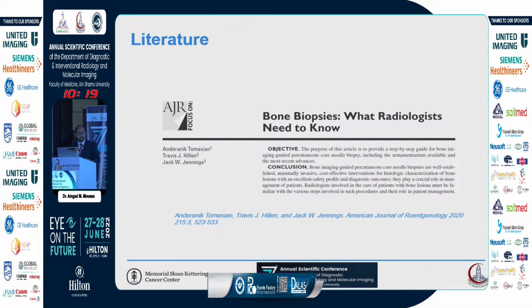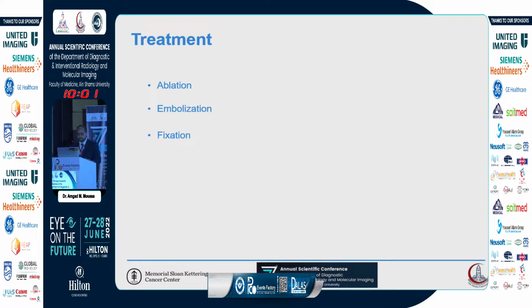And I recommend this publication about bone biopsies, what radiologists need to know. It's in the AJR, and it's very valuable for young attendings and residents to get an idea of what you need to know to approach bone biopsies, especially for primary bone tumors.